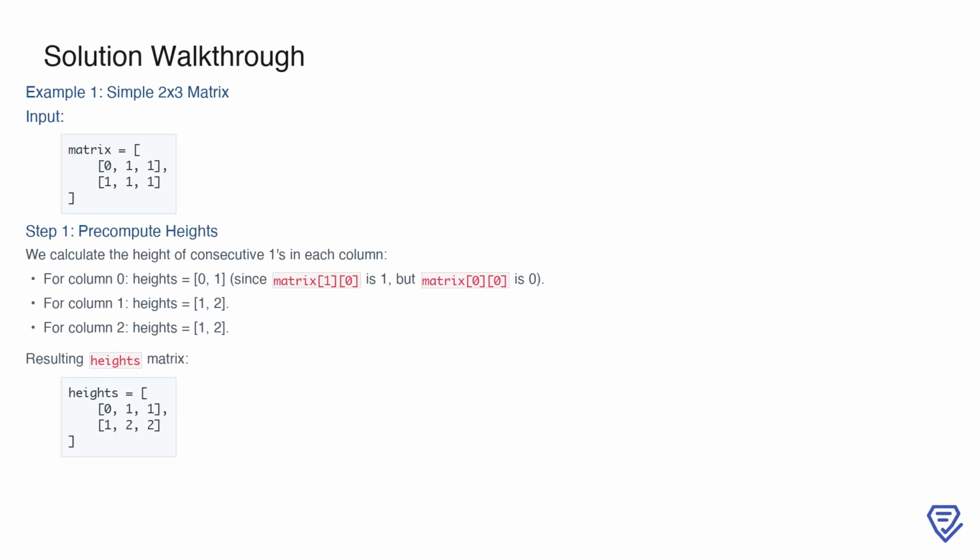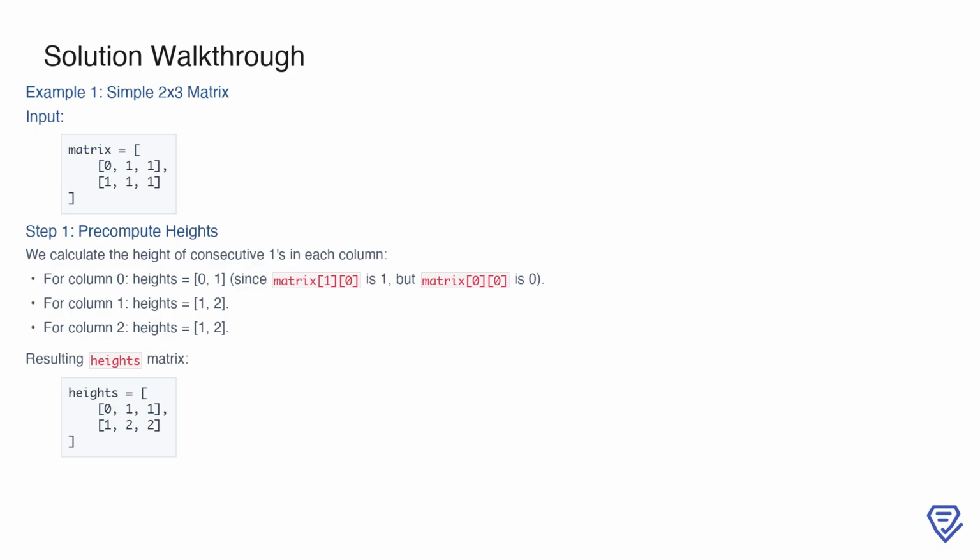To solve the problem, we start by pre-computing the heights of consecutive ones in each column. In this example, the input matrix is a simple 2 by 3 grid. For column 0, the first row has a 0, so the height is 0, and the second row has a 1, so the height increases to 1. For columns 1 and 2, the first row has 1s, so their heights are 1, and the second row also has 1s, increasing their heights to 2.